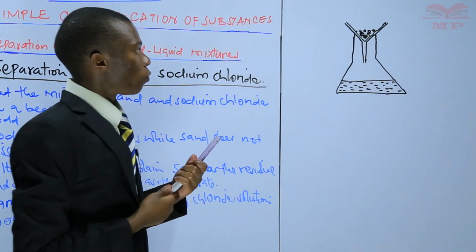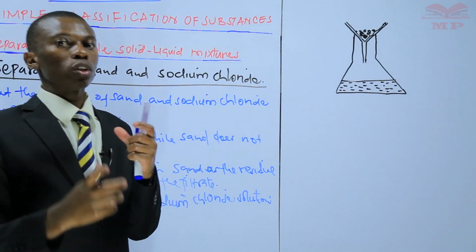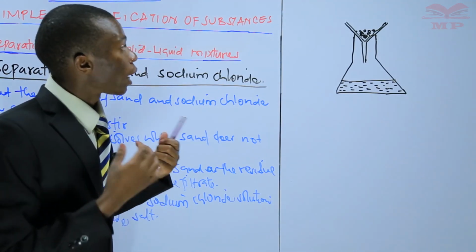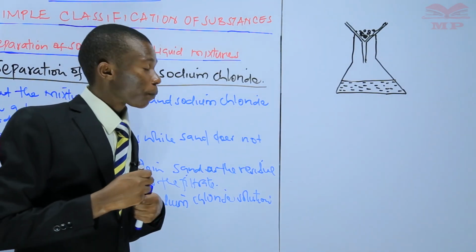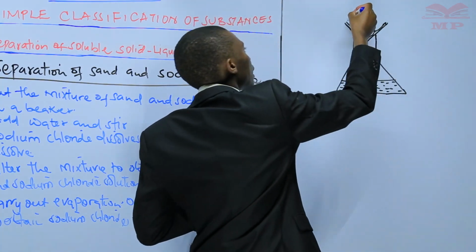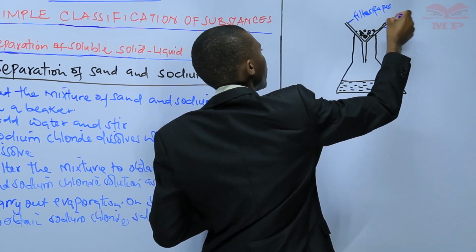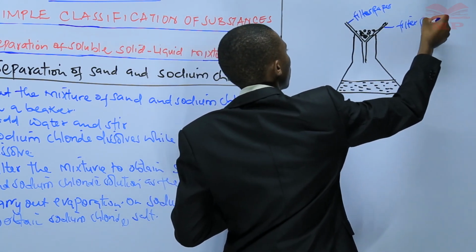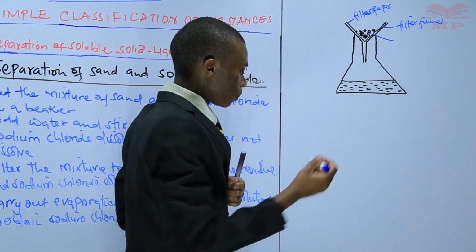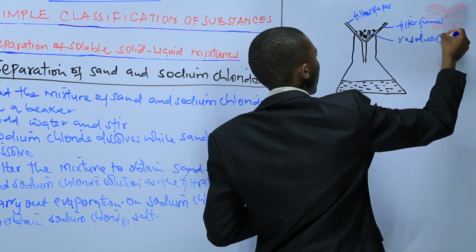So if you had a mixture of sodium chloride and water, you added water to dissolve sodium chloride and sand will not dissolve, then you now carry out filtration process. Then when you carry out filtration, remember this is the filter paper. This is the filter funnel. Then in our case, this is what we are calling the residue. The residue in this case is now sand.